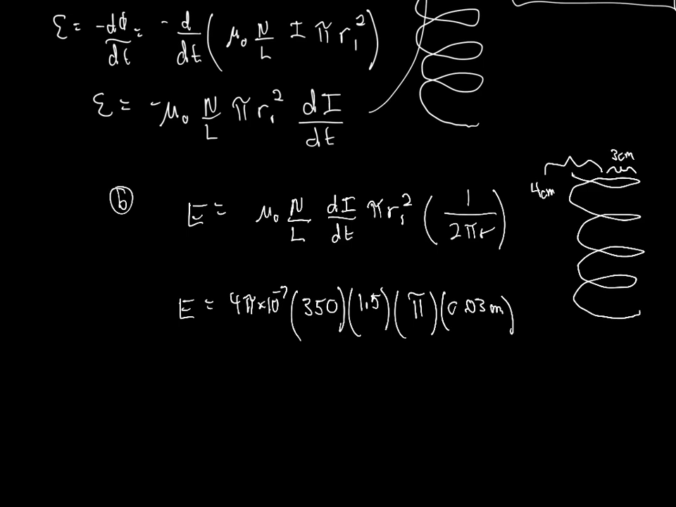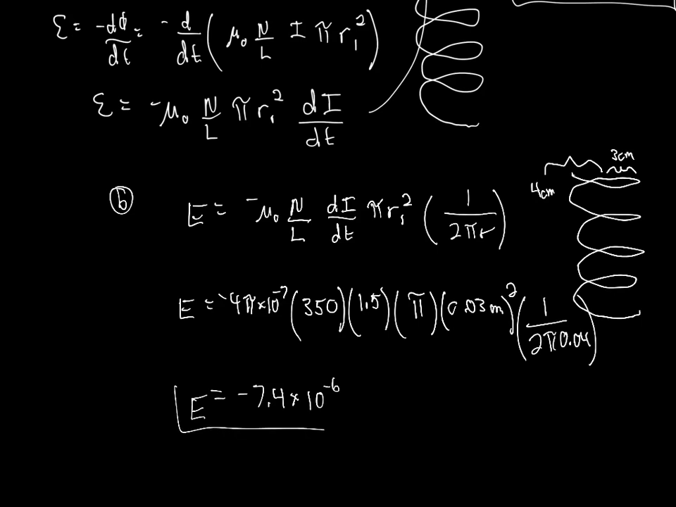And then I incorporate the position that I'm actually interested in when I do the 1 divided by 2 times pi times 0.04 meters. Position of interest. Make sure to square that radius. This is all negative, and E is equal to negative 7.4 times 10 to the negative 6. It's a plug and chug question.